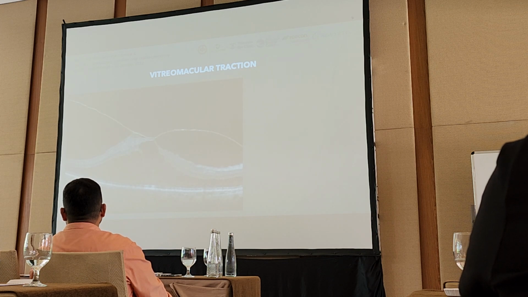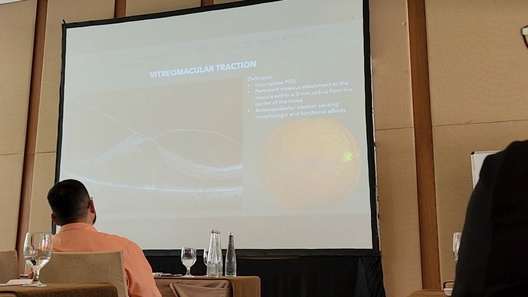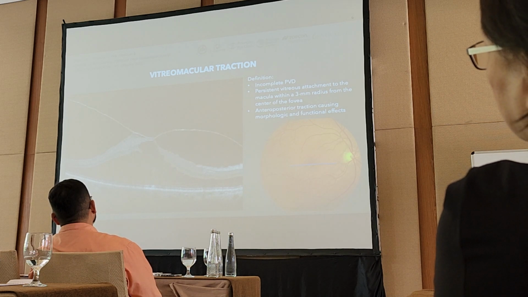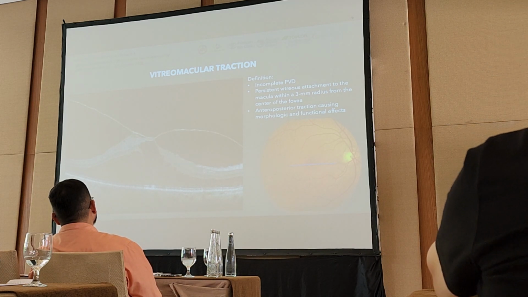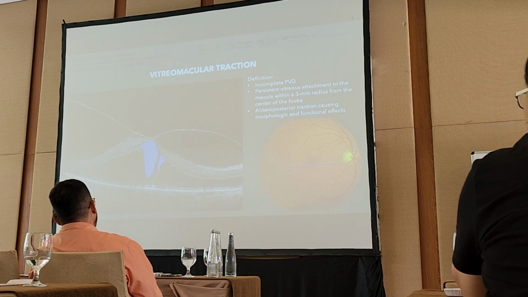There's vitreomacular traction. Okay, it's like a cockroach antenna. Vitreomacular traction is an incomplete PVD with persistent vitreous attachments in the macula, within a 3 mm radius from the center of the fovea, and anterior-posterior traction causing morphologic and functional effects. You can see the traction. It causes a cyst on the inner retina.